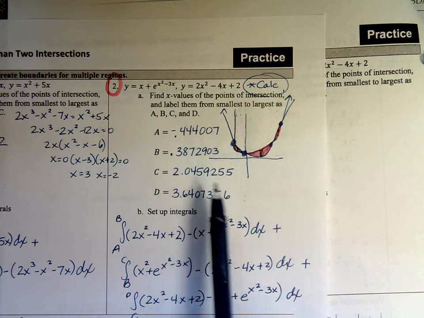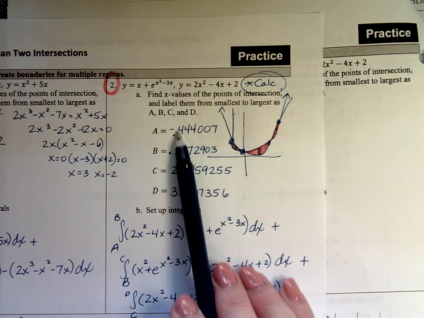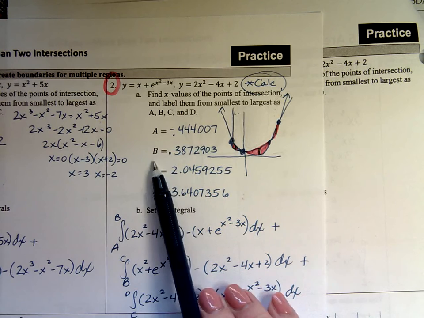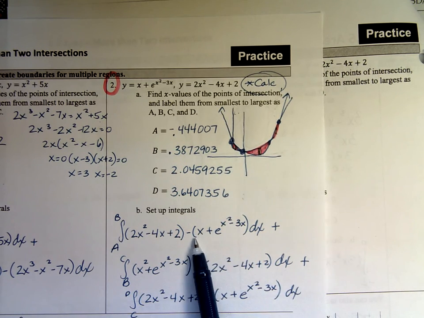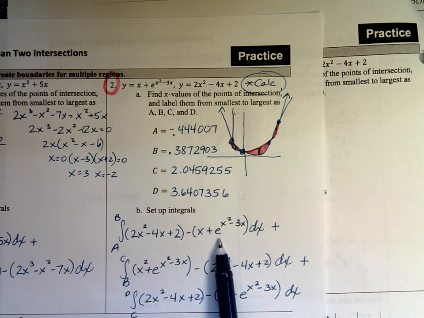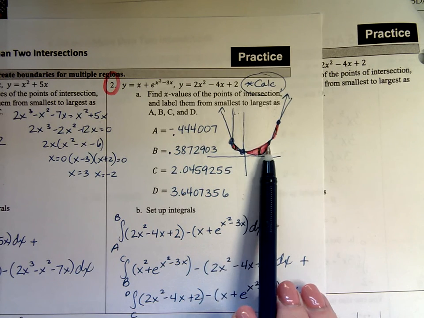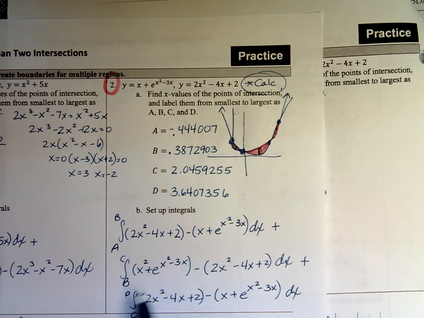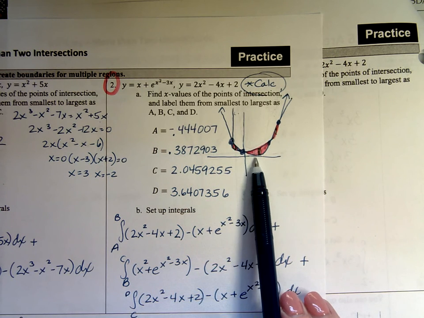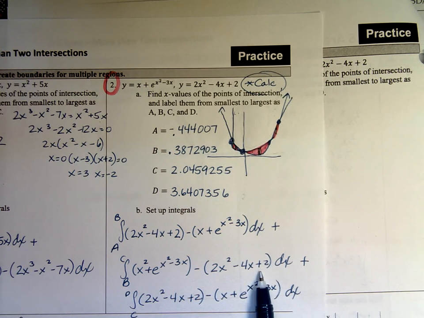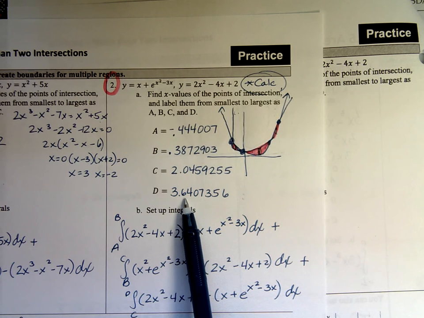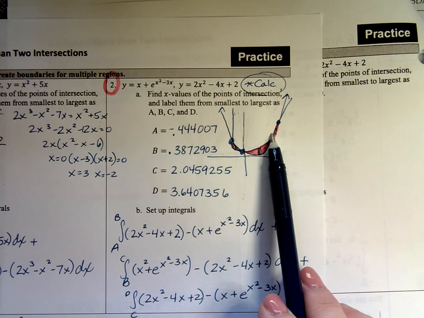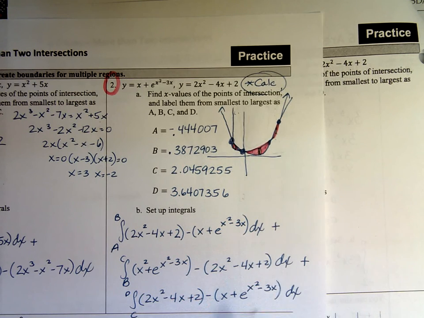Okay, so the first one goes from A to B, and in this case the parabola is on top and the E function's on the bottom. There you go. Next one goes from B to C. That one has the E function on top and the parabola on the bottom. That's this guy. Last one goes from C to D. Again, you've identified what C is, you've identified what D is, so you're allowed to do this. And on top is your parabola, and on the bottom is the E function. And so there it is, you've set it up.